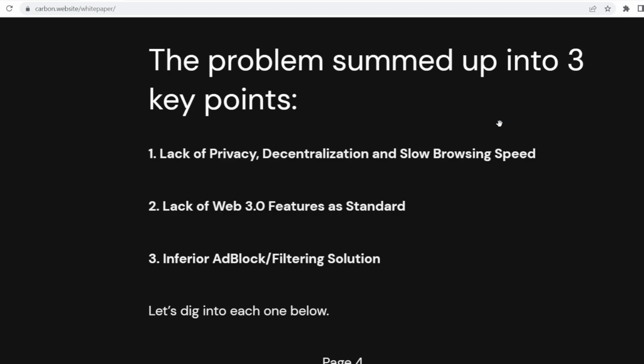So they have summarized everything on the fourth page. The basic problems are lack of privacy, lack of decentralization, and slow browsing speed. I have mentioned this earlier also. Even if you are using Google Chrome and you opt in for the incognito window, there's still a privacy concern, because it still collects a lot of data. It's not 100% privacy centric.